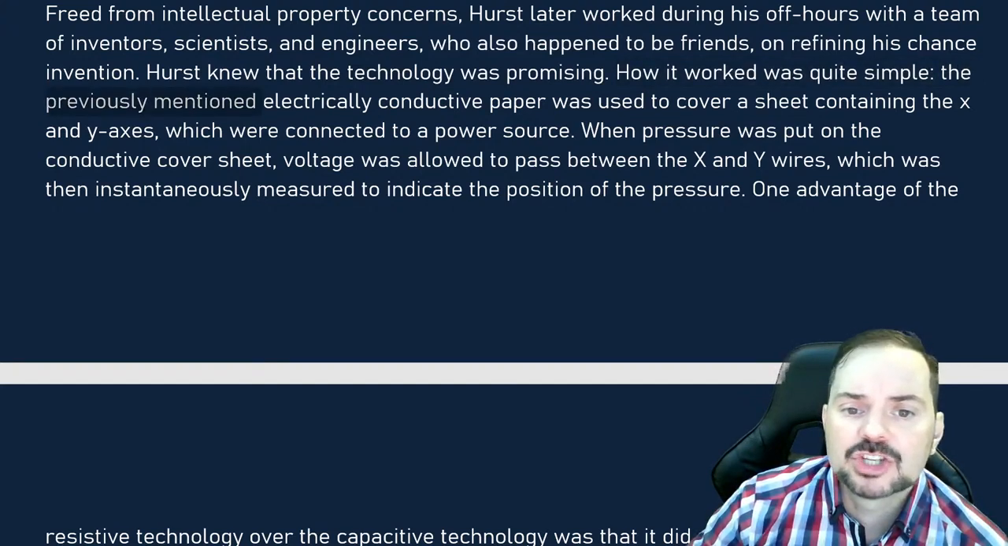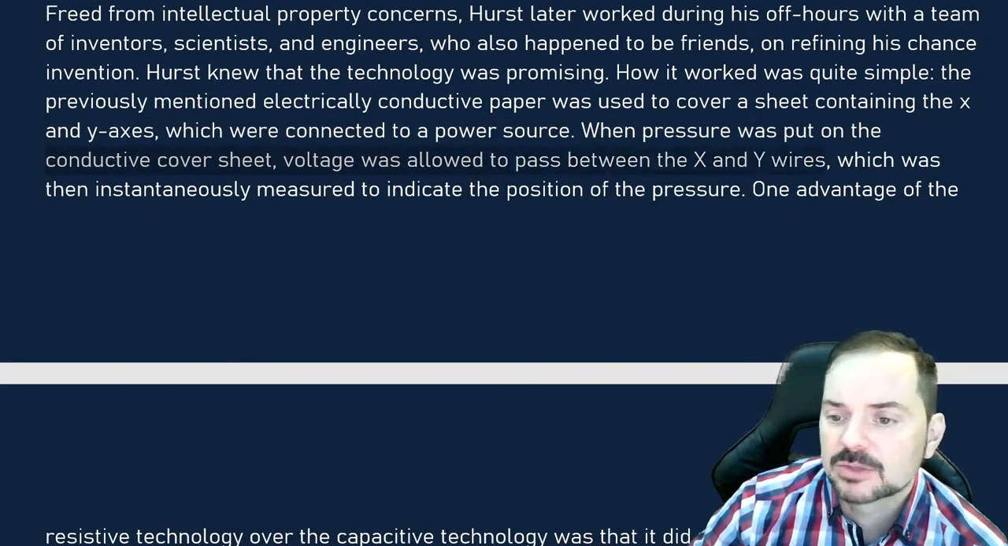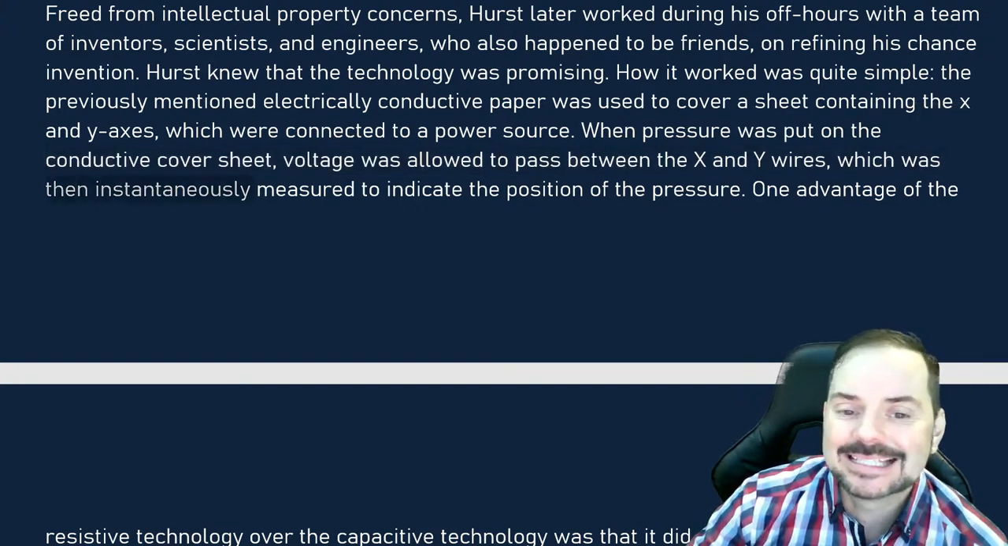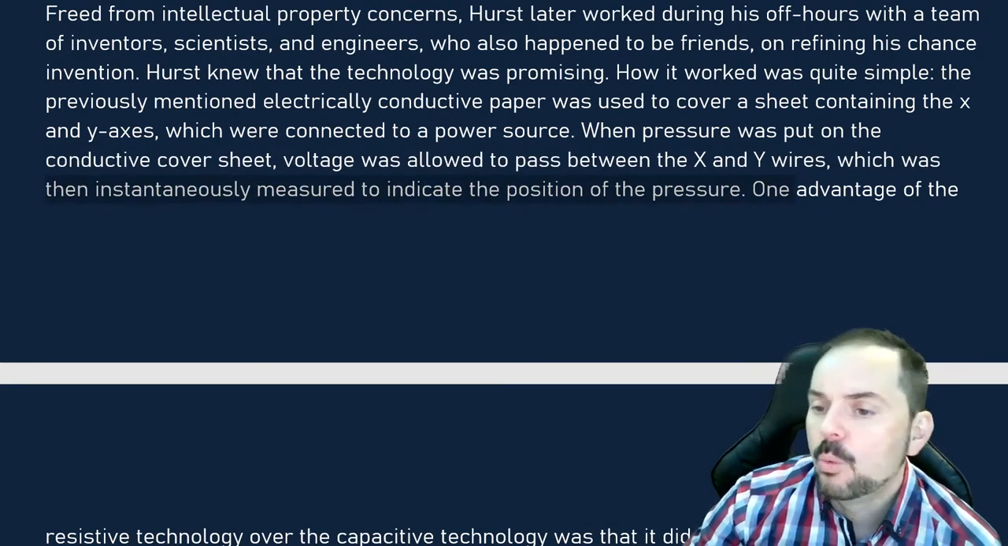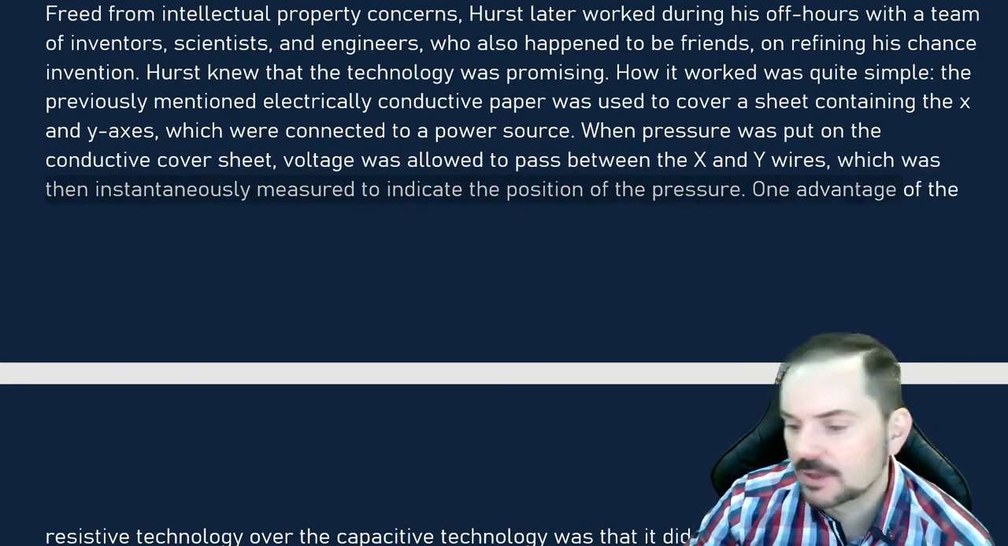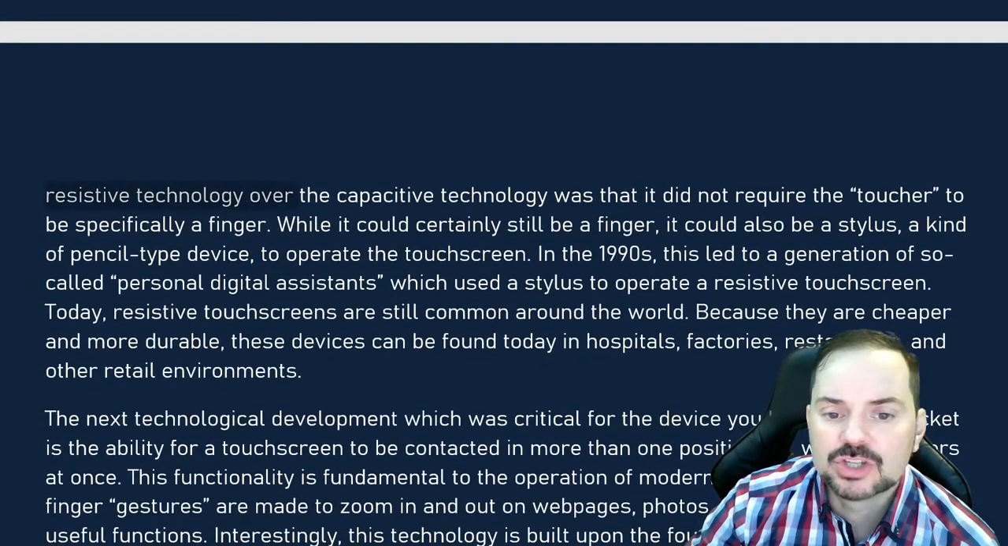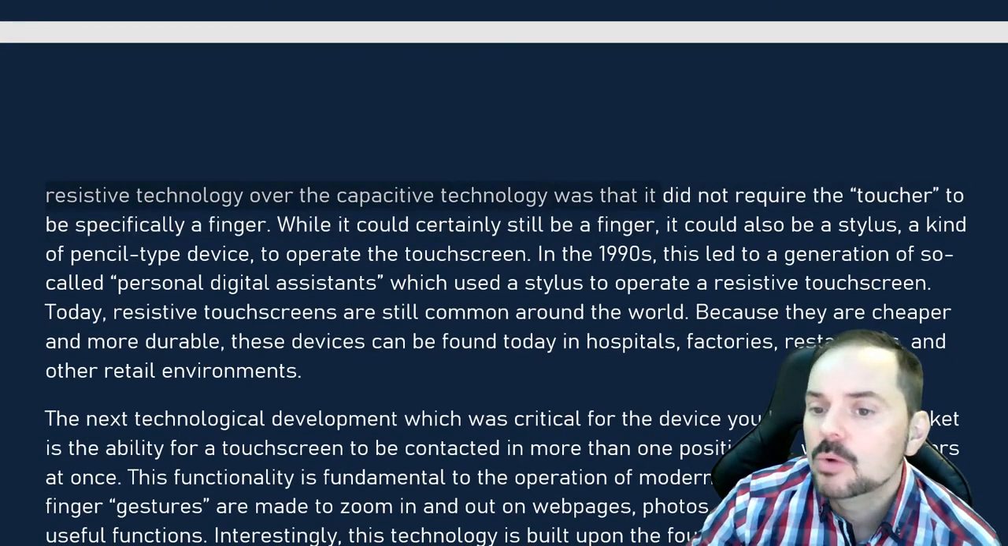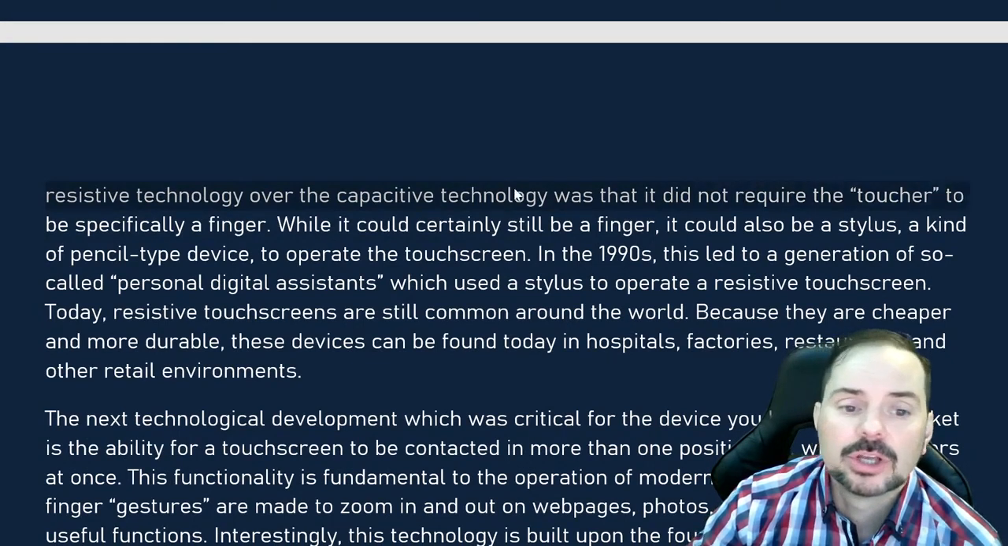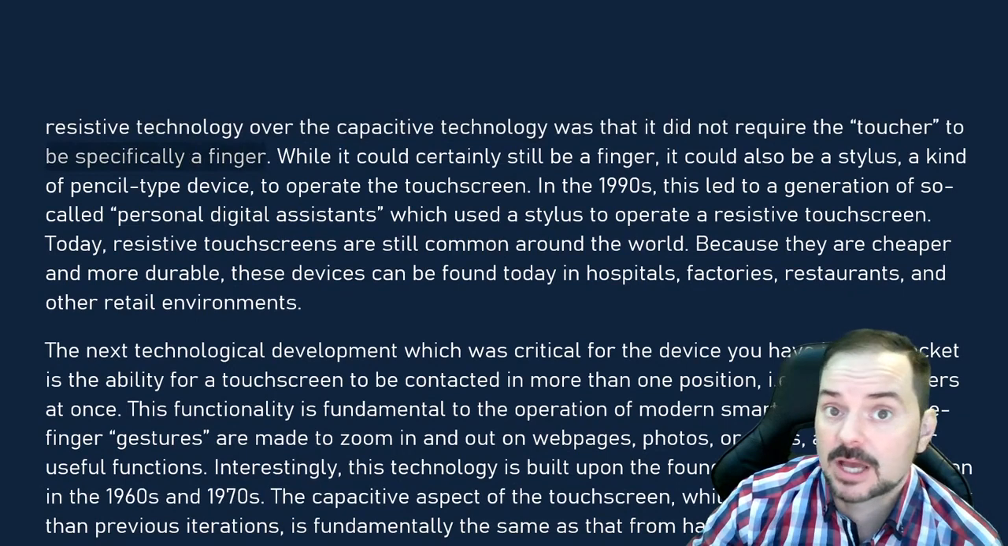How it worked was quite simple. The previously mentioned electrically conductive paper was used to cover a sheet containing the X and Y axes, which were connected to a power source. When pressure was put on the conductive cover sheet, voltage was allowed to pass between the X and Y wires, which was then instantaneously measured to indicate the position of the pressure. One advantage of the resistive technology over the capacitive technology was that it did not require the toucher to be specifically a finger.